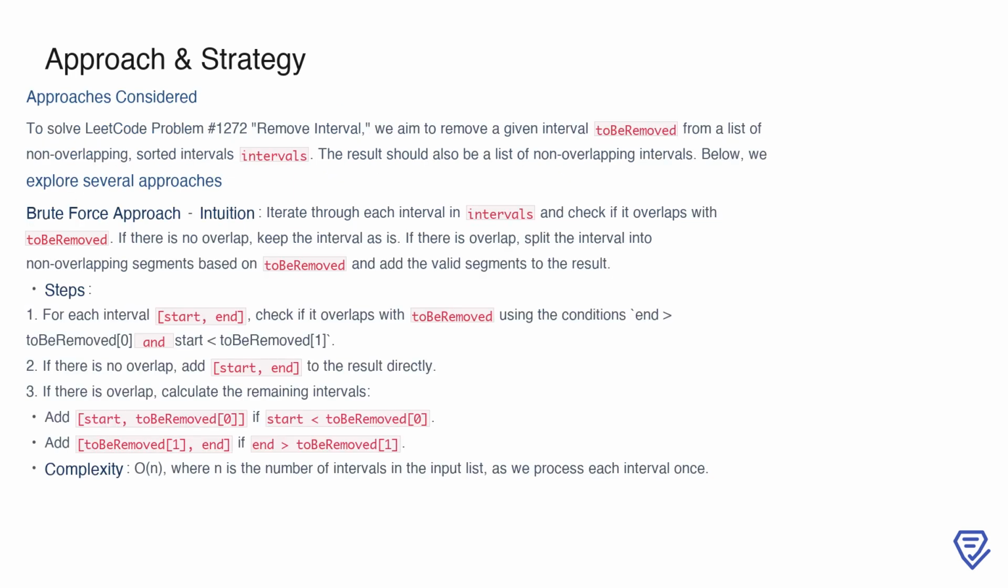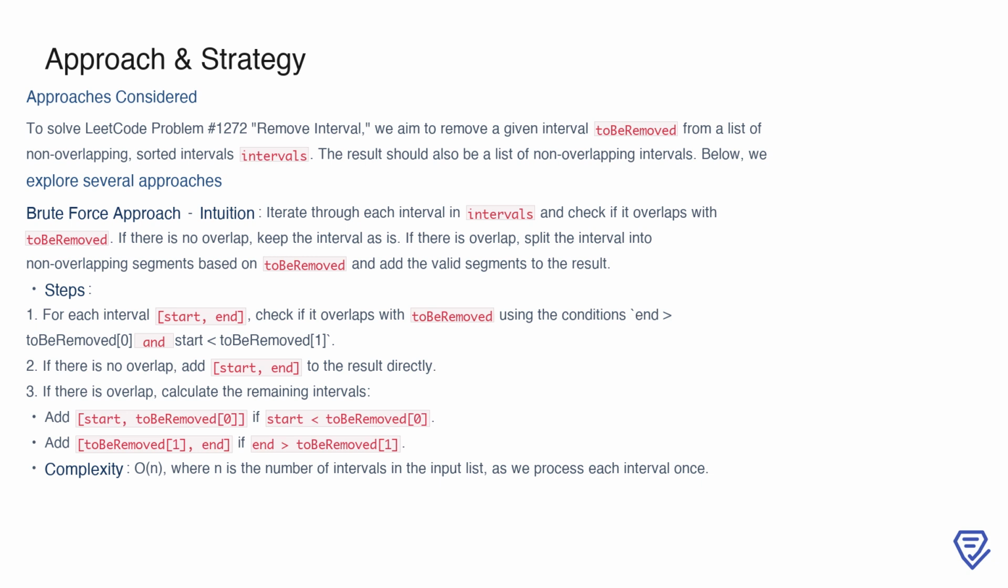To solve the problem of removing a specific interval from a list of non-overlapping, sorted intervals, we need a strategy that efficiently identifies and handles overlaps. One such approach is the brute force method. The intuition here is straightforward: iterate through each interval in the input list and check if it overlaps with the interval to be removed. If no overlap is detected, the interval remains unchanged and is added directly to the result. If there is an overlap, we carefully calculate the portions of the interval that lie outside the range of the interval to be removed. These non-overlapping segments are then added to the result.